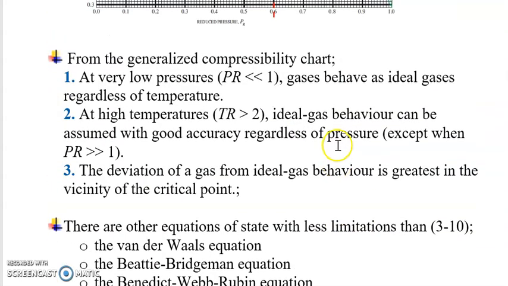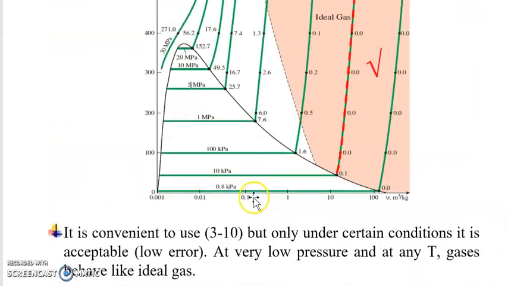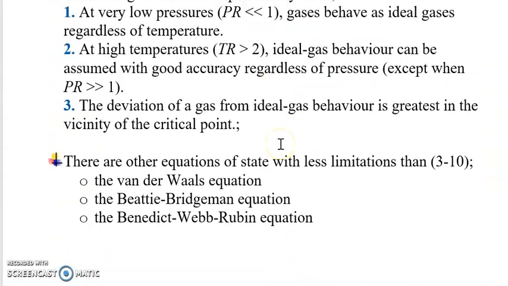Just note that at very low pressure, where reduced pressure is less than 1, gases behave as ideal gases regardless of temperature. At high temperature, that means reduced temperature greater than 2, ideal gas behavior can be assumed with good accuracy regardless of pressure, except when PR is greater than 1. The deviation of a gas from ideal gas behavior is greatest in the vicinity of the critical point. In the vicinity of the critical point, gases behave far from ideal gas behavior. So you have to be careful.